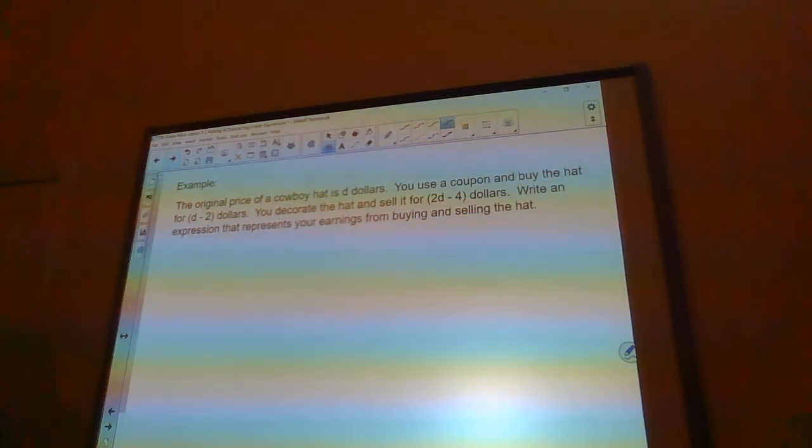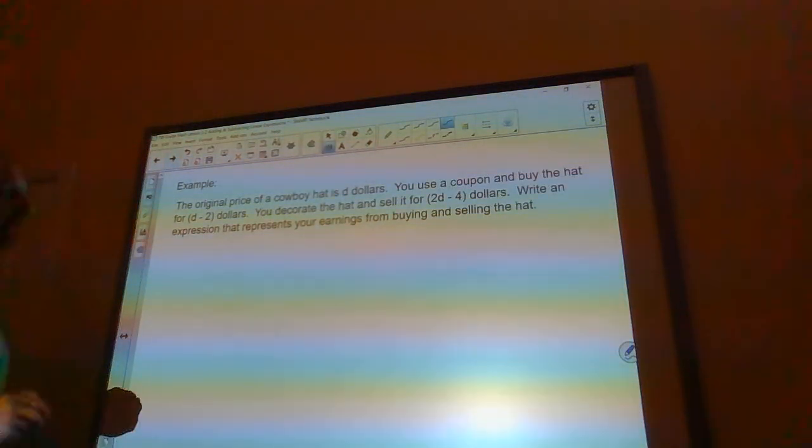Okay, the original price of a cowboy hat is $D. You use a coupon to buy that hat for D minus $2. So whatever the price of the hat was, you got $2 off. You decorate that hat and sell it for 2D minus $4. Write an expression that represents your earnings from buying and selling the hat.